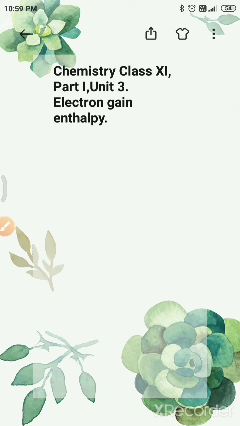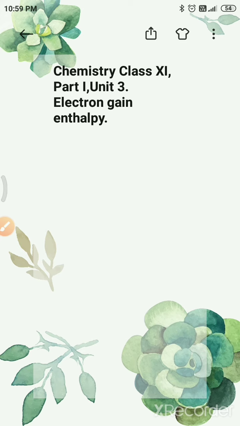When an electron is added to a neutral gaseous atom X to convert it into a negative ion, the enthalpy change accompanying the process is defined as the electron gain enthalpy. Electron gain enthalpy can be denoted as ΔegH. Electron gain enthalpy provides a measure of the ease with which an atom adds an electron to form an anion, as represented by the equation X + e⁻ gives rise to X⁻.